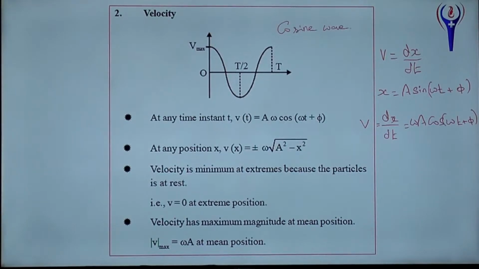Cos wave or cosine wave. Then, velocity has maximum magnitude at mean position, that is v max equal to omega into a at mean position. Noted?